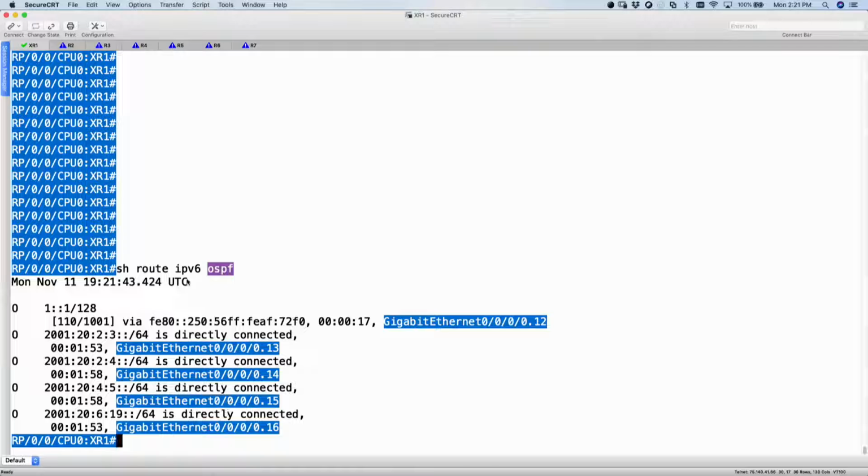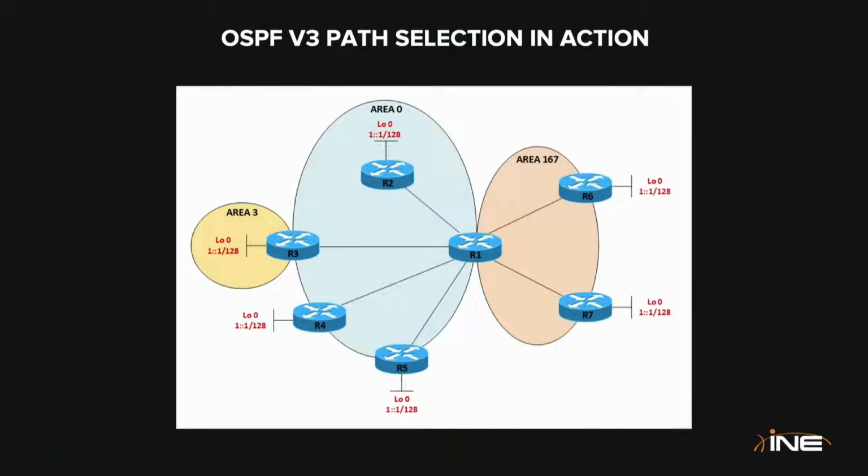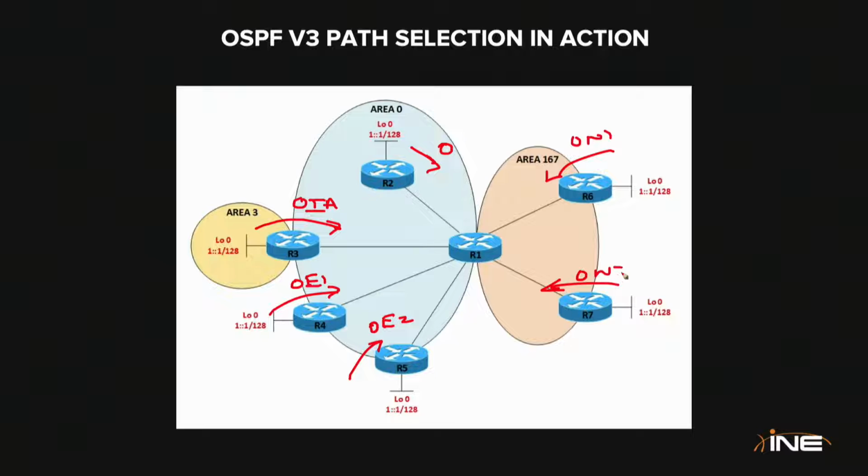So as you can see now, even though I increased the cost on R2, the cost is now 1001, XR1 is still preferring R2 over R3 or even R4, 5, 6, or 7, because R2 is basically sending him an O route. R3 is sending him OIA. R4 is sending E1. R5 is sending E2, R6 is sending N1, and R7 is sending N2.